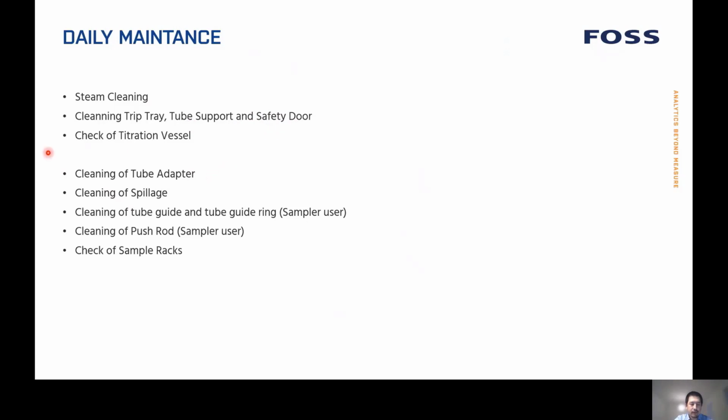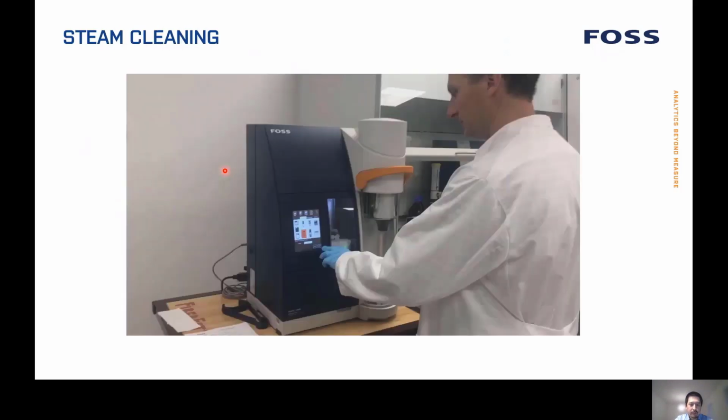And the other thing, you have to check the digestion vessel, because the titration vessel can have some indicators or some boric acid residues there, which can have some effect on the LED detection. So that's the reason you have to check it. I will just give you some videos on each part. So the first is steam cleaning.